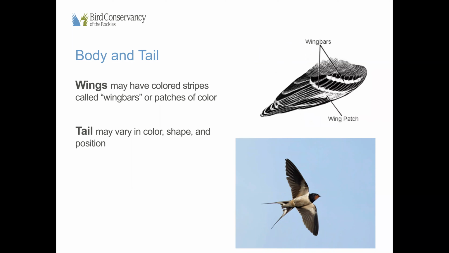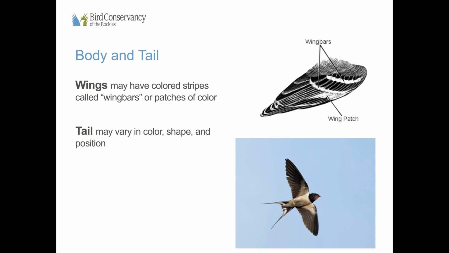Their wings could have something that we call wing bars. That's kind of like a white or brownish color on the wings, kind of like a stripe in this diagram. Birds can also have patches of colors on their wings. So that's another field mark or distinguishing feature we want to look at.